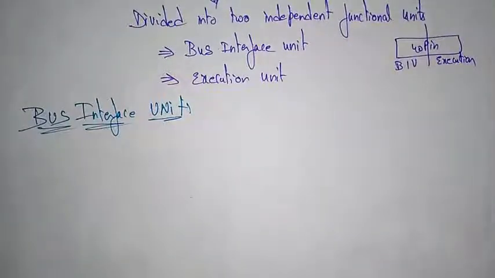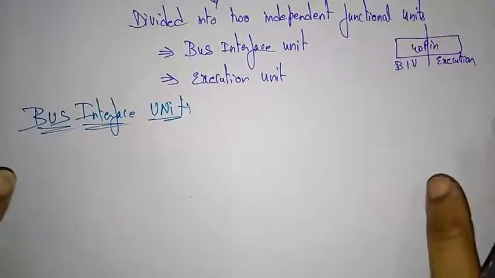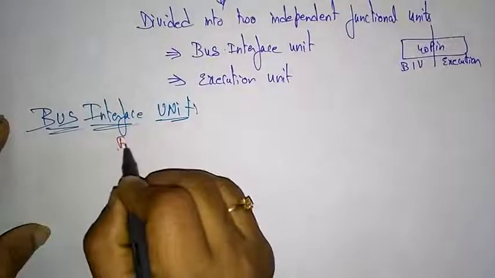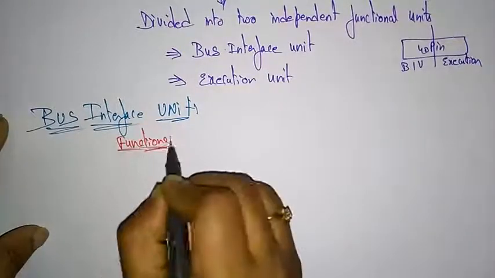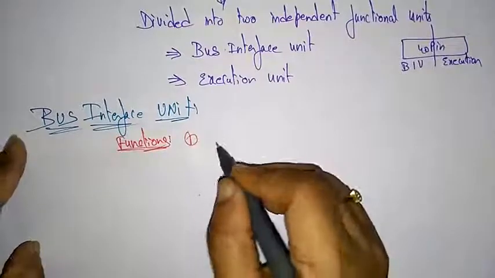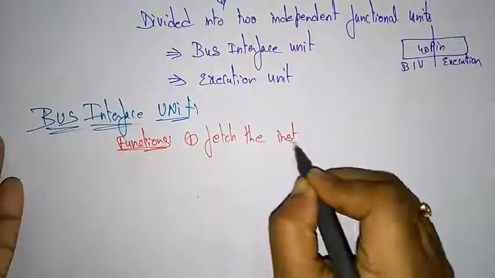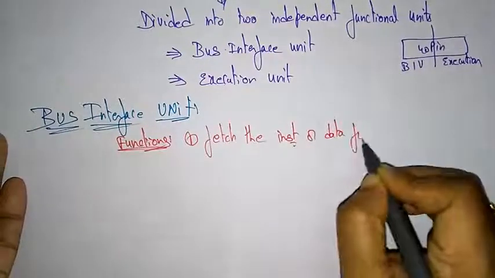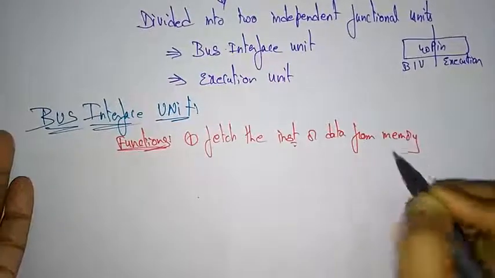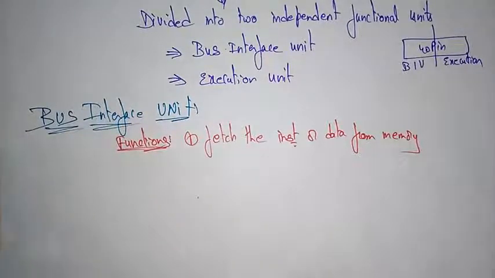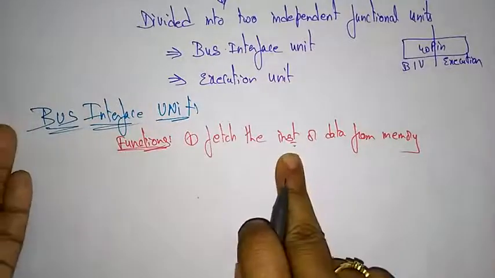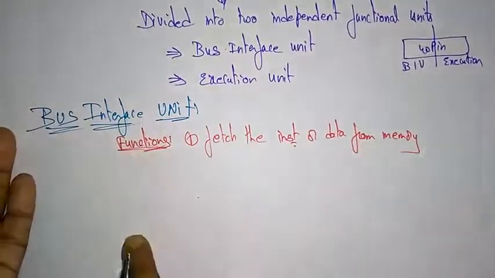What is the use of the bus interface unit? What functions does it have? Let us see the functions. First, the bus interface unit fetches the instructions, meaning it takes the instructions or data from memory. The processor wants to execute something, so it has to fetch the data the user is sending, since the user is asking some queries. To execute that information, the processor needs to fetch the instruction or data from memory through this bus interface unit.